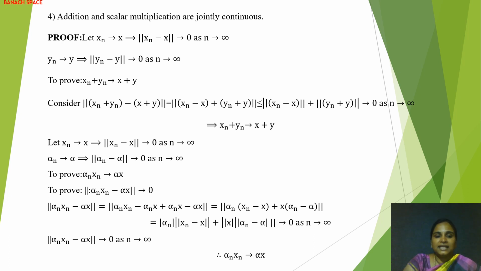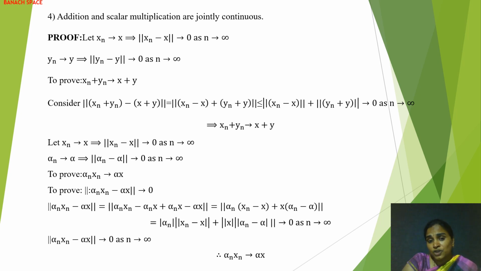So you consider the following. Norm of xn plus yn minus x plus y, which is equal to norm of xn minus x plus yn minus y, which is less than or equal to norm of xn minus x plus norm of yn minus y, which tends to 0 as n tends to infinity. Therefore, norm of xn plus yn minus x plus y tends to 0 as n tends to infinity. From this I can say xn plus yn tends to x plus y.